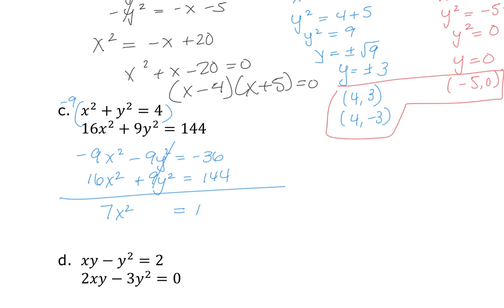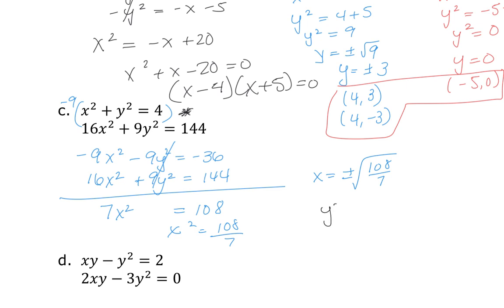Anyways, I get 108. So x squared is equal to, I'm going to divide that by 7, 108 divided by 7. And it doesn't actually give me a very nice number, which happens sometimes. And so I'm going to get x is equal to positive and negative square root of 108 over 7. 108 is not divisible by 7, so that's as good as it gets. That's unfortunate.